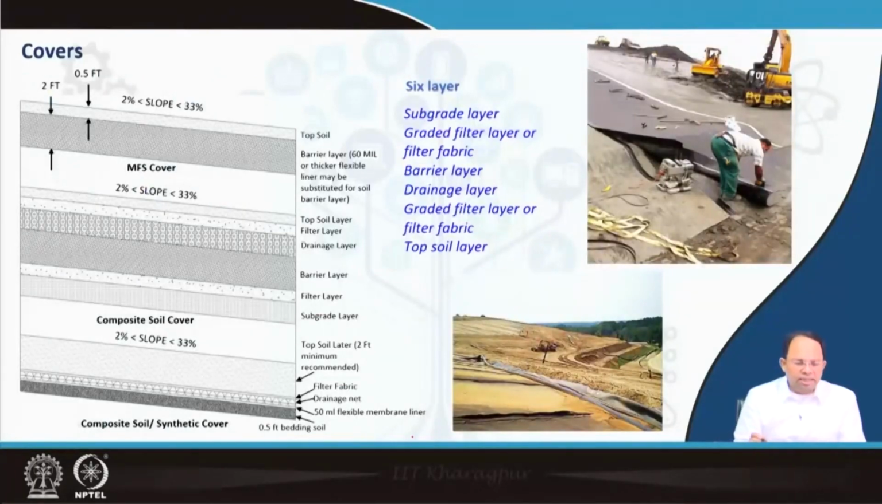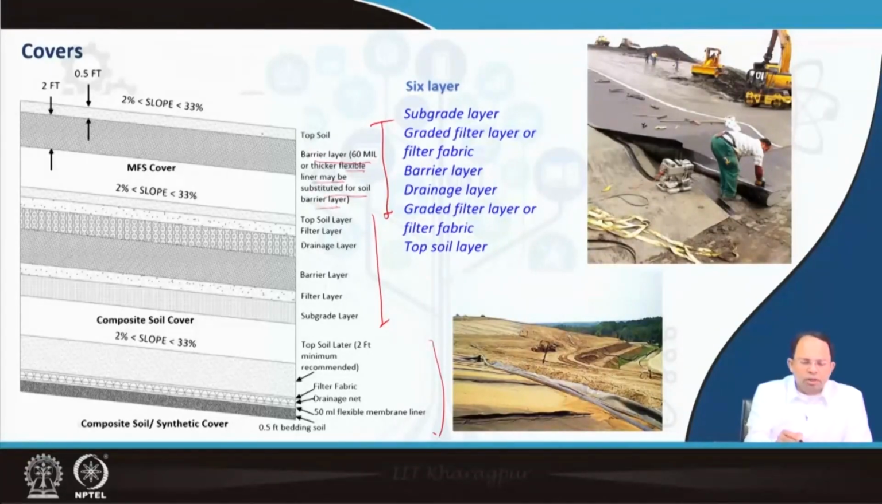So these are some other images, some other designs, you can take a look. This is one design, this is another design, this is another design. So we can have different designs of top layer. It depends on what varieties of cover we give. Over here you can see that a topsoil layer is given, which is around 0.5 feet, and then 2 feet of barrier layer with 60 MIL thick flexible HDPE liner substituted for soil barrier layer. So we use some amount of soil and some amount of HDPE layer, and so this is a very simple cover. This is a little bit complicated as we have discussed, and this one is even more complicated.